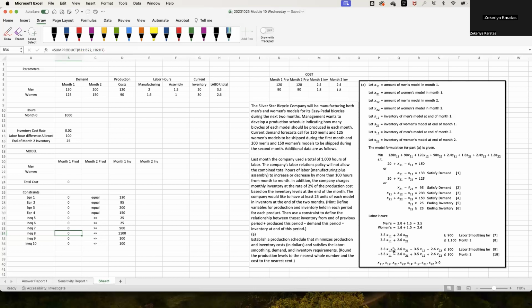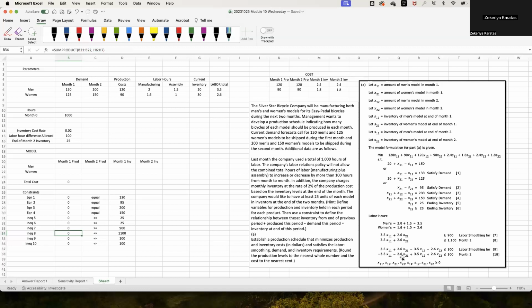The hours I spend in the first month minus the hours I spend in the second month, the difference can't be greater than 100, because that's what it says. The difference should be at most 100. And if you flip it, if you subtract the first month's production from the second month's production, that should again be less than or equal to 100. So on both ends, you're making sure that the difference is not larger than 100.